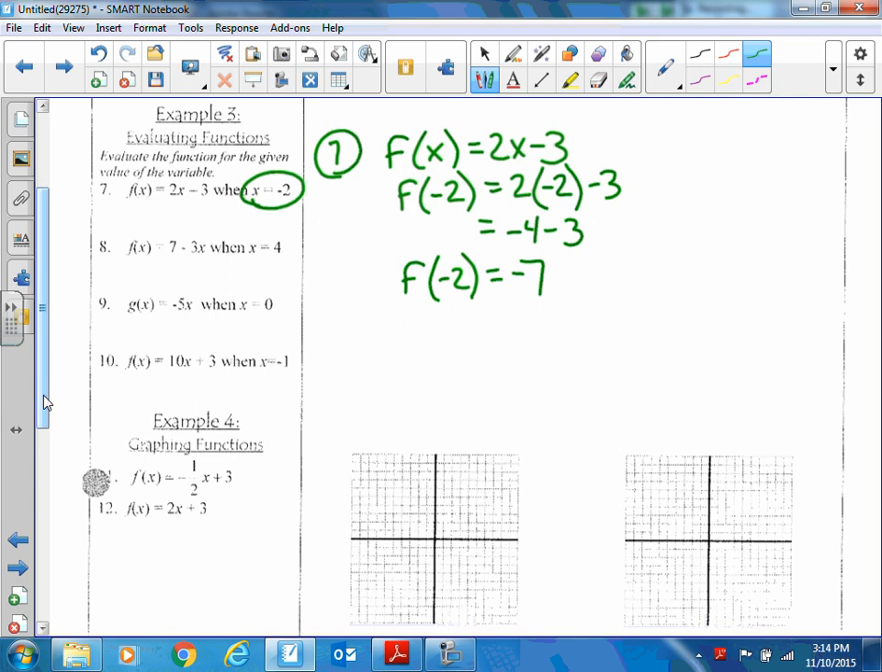And if you look at this, -2 is our input. We put in a -2, and our output is -7. Also, we can think domain and range. Okay, so we put in a -2, and out came a -7. All right, let's look at another example, number 10.